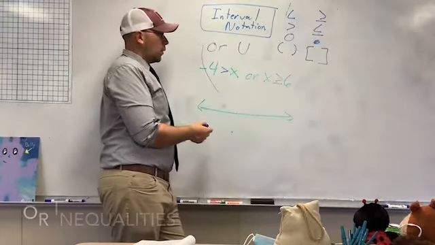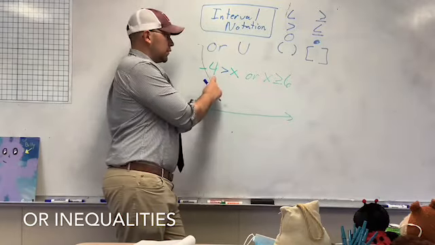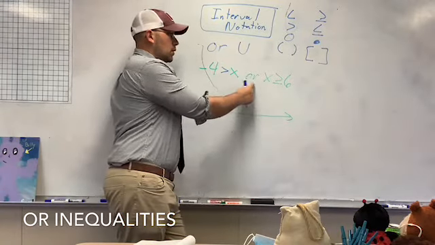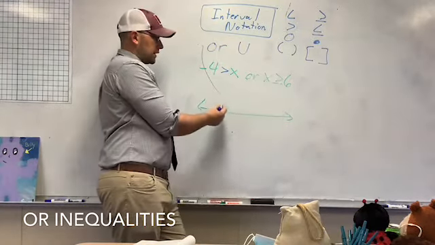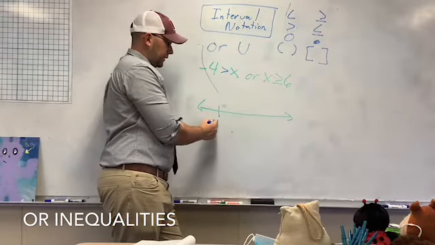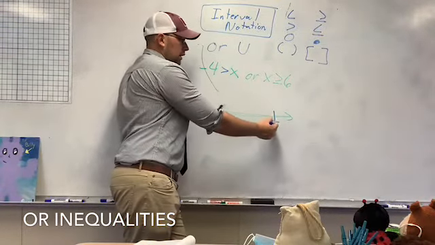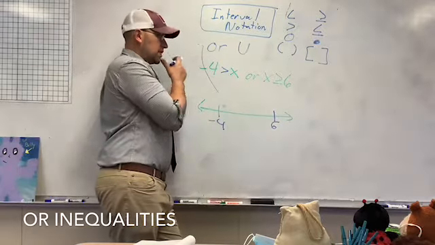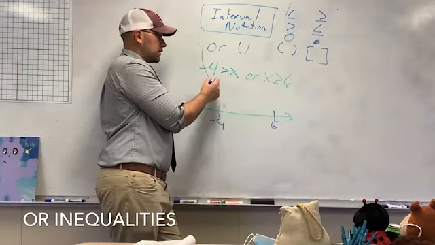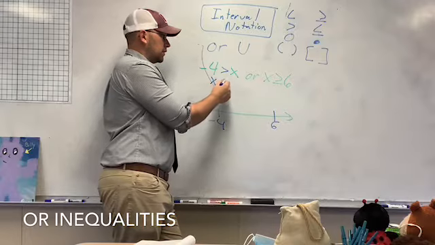So here's our OR problem. So -4 is greater than x, or x is greater than or equal to 6. So do the same thing. Put our numbers out there. Now I'm going to flip this one around because I don't like the way it looks.